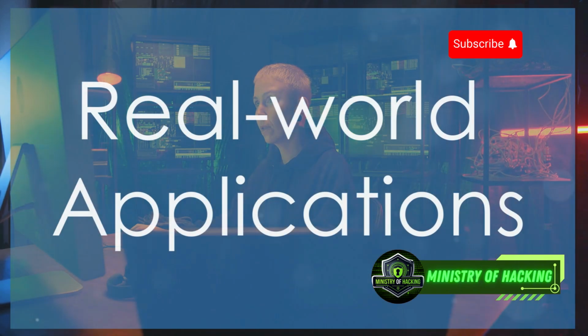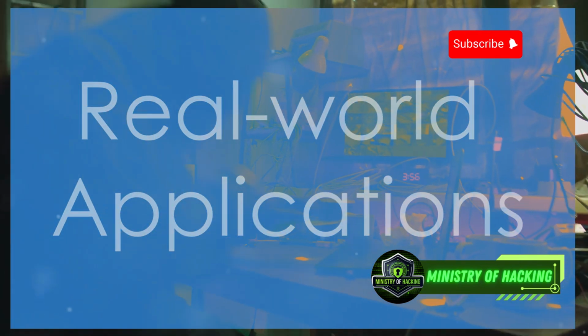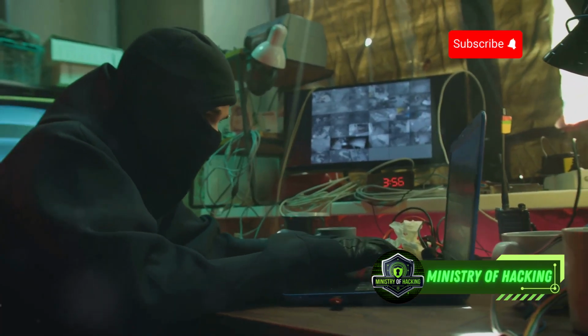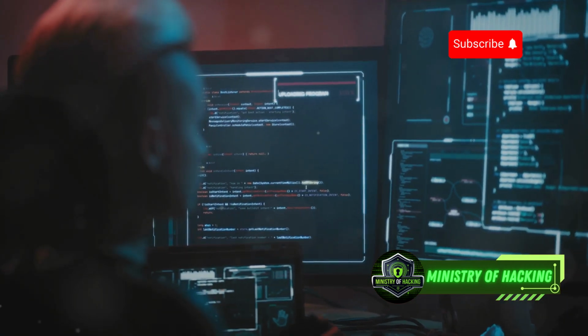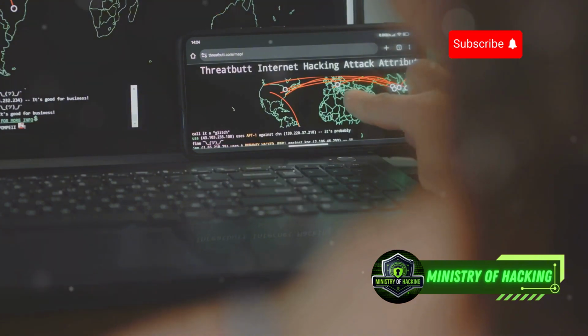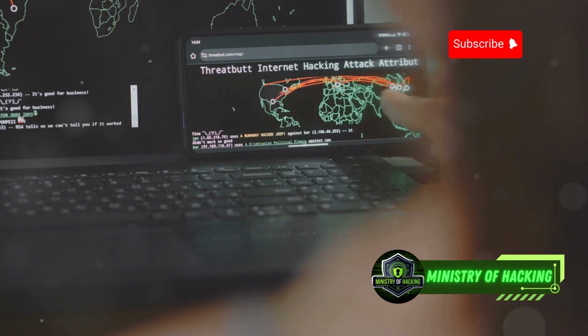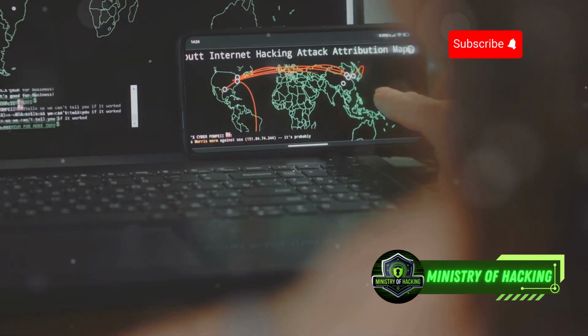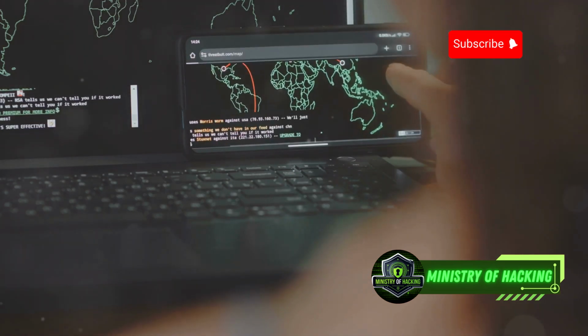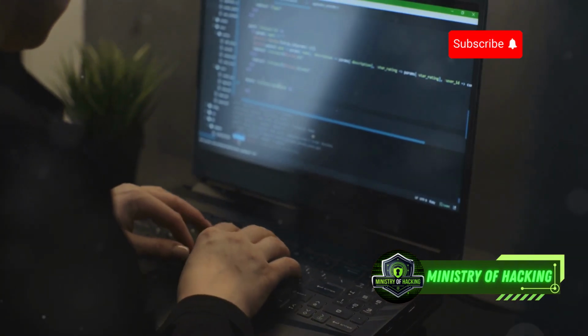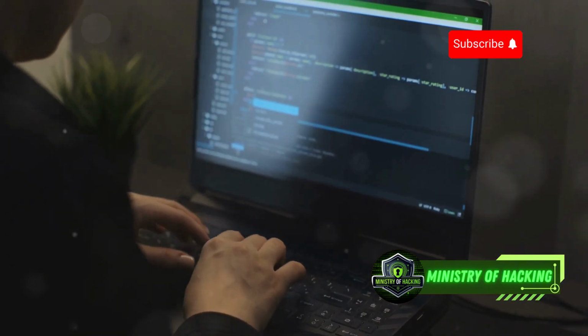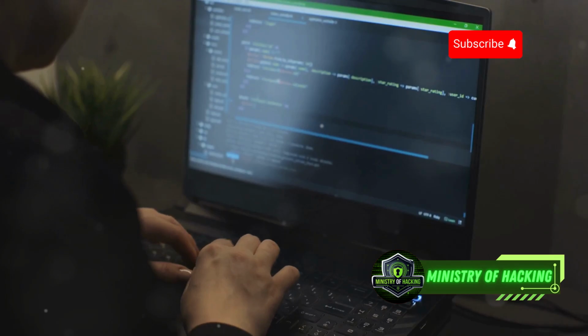Case in point, real-world applications. Let's bring these skills to life with a real-world scenario. Imagine you're tasked with testing the security of a company's web application. You'd start with reconnaissance, using your networking skills and tools like Nmap to map the application's infrastructure and identify potential vulnerabilities. Then, you might employ your programming knowledge to craft custom scripts to test for specific weaknesses, like SQL injection or cross-site scripting vulnerabilities.